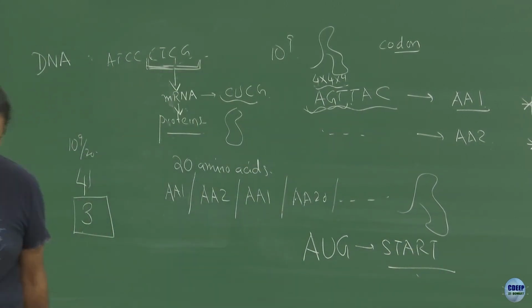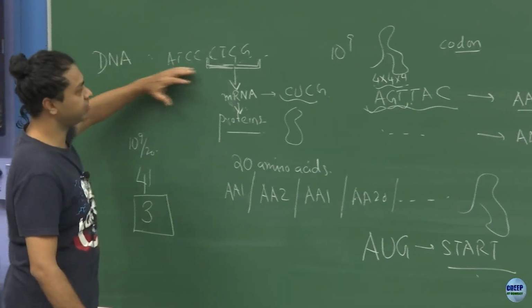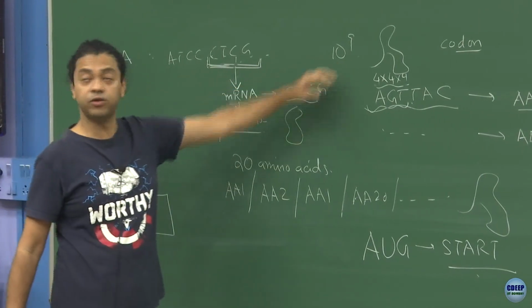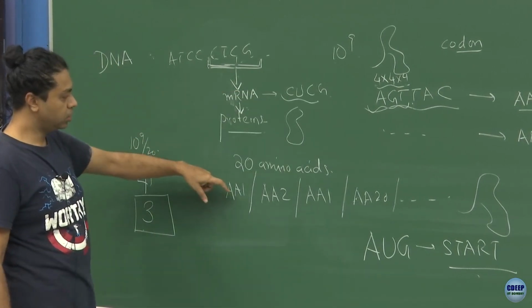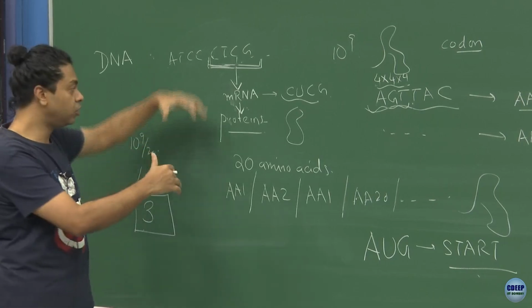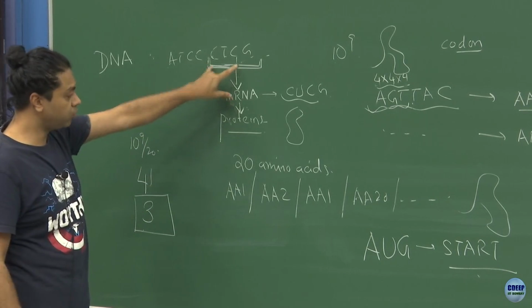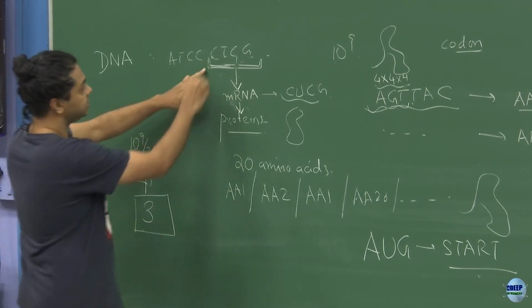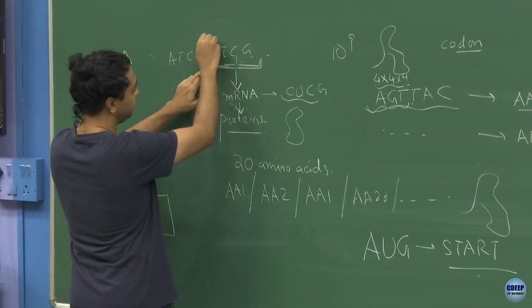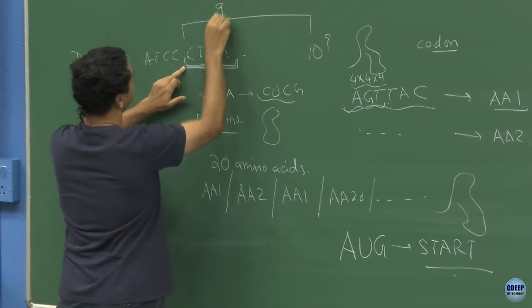What does it mean? It means that I have these 10 to the power of 9 letters over here, and not all of them have a functional role in protein production. They have other roles, but not all of them have a role in amino acid or protein production. These regions of the genome that actually code for amino acids are what are called genes.